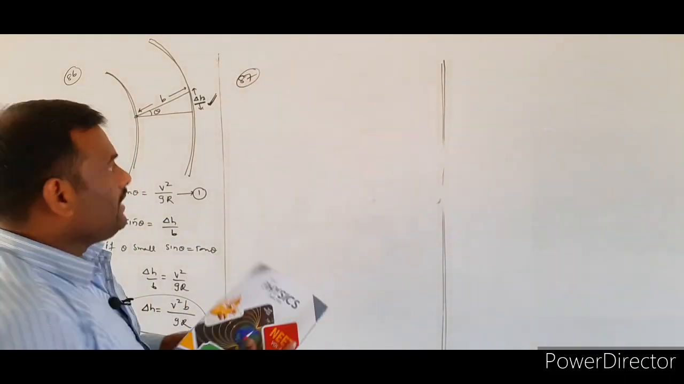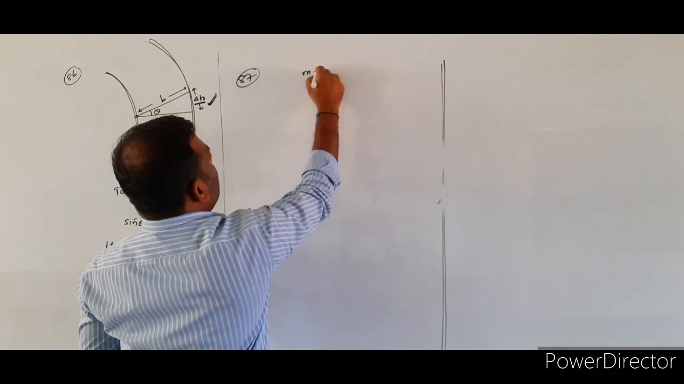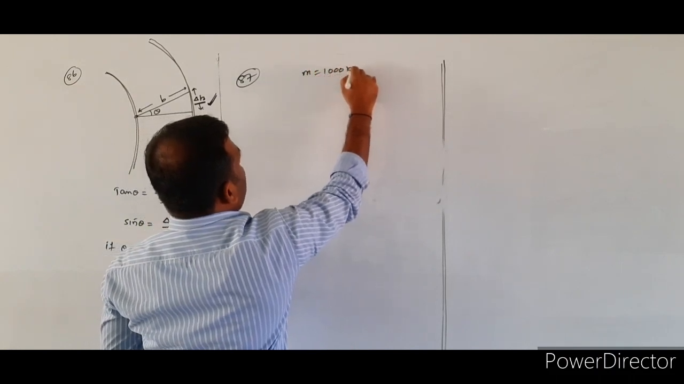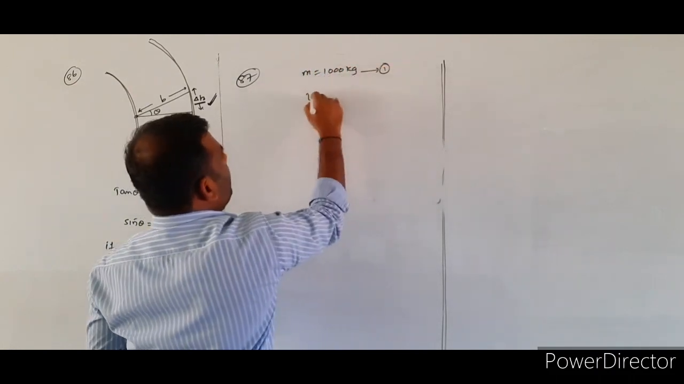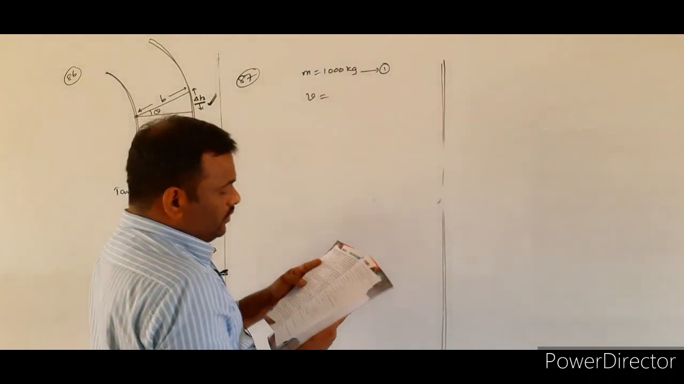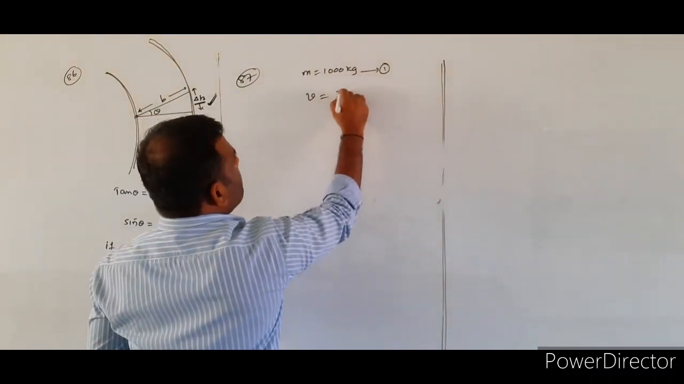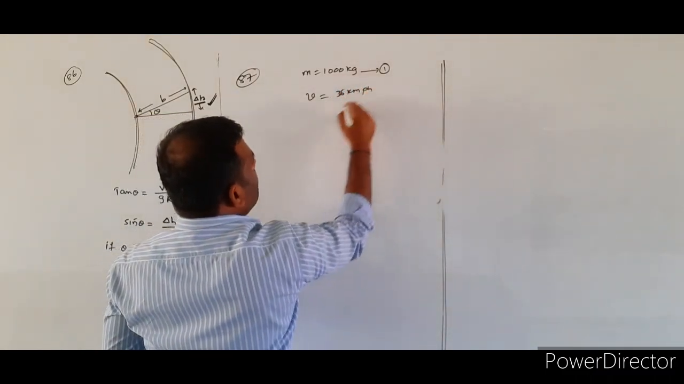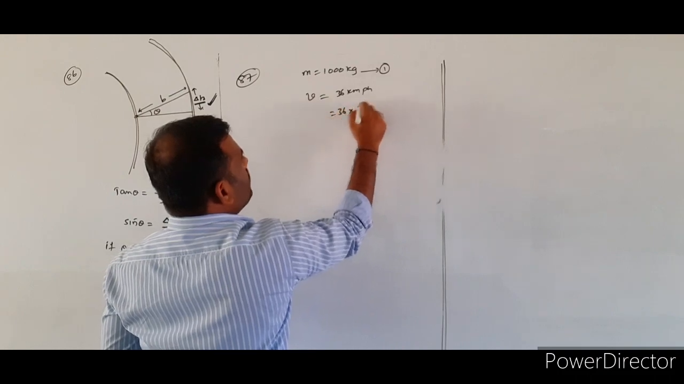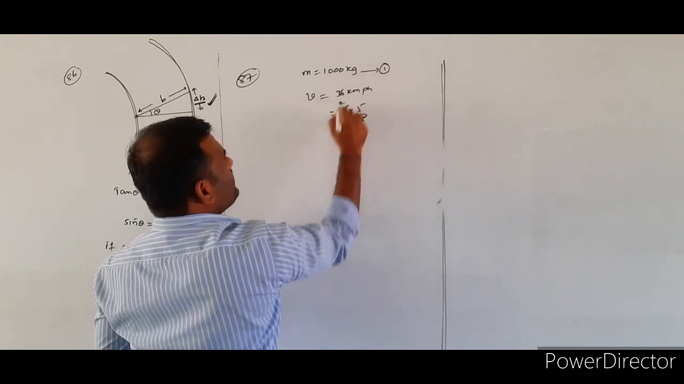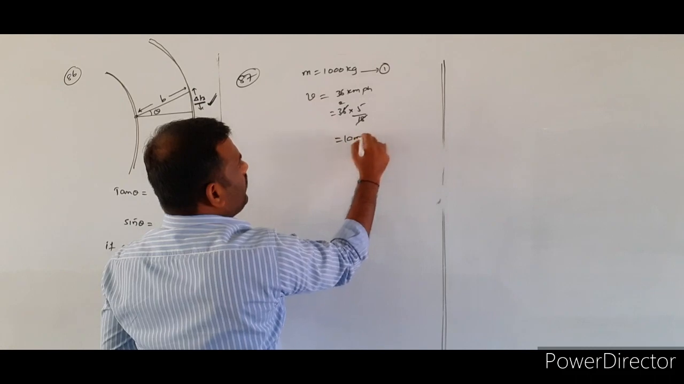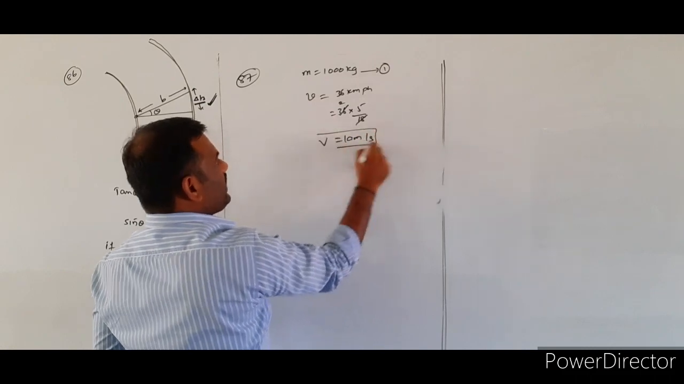What is the data given? The mass of the car is 1000 kg and the speed of the car is given as 36 km per hour. Convert this into meters per second. This value is equal to 10 meters per second.